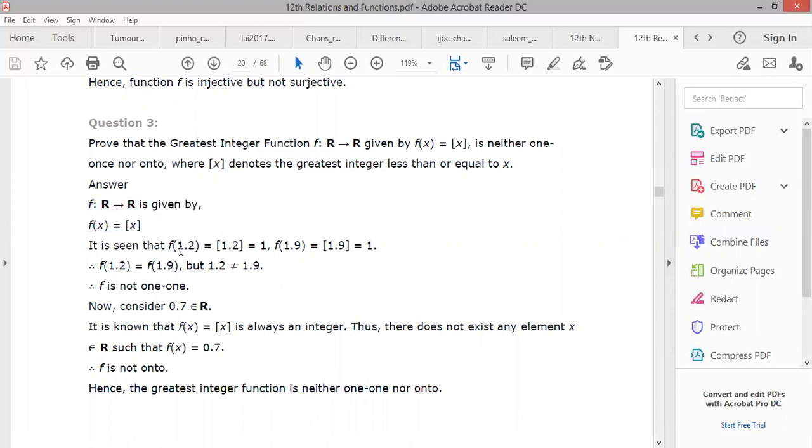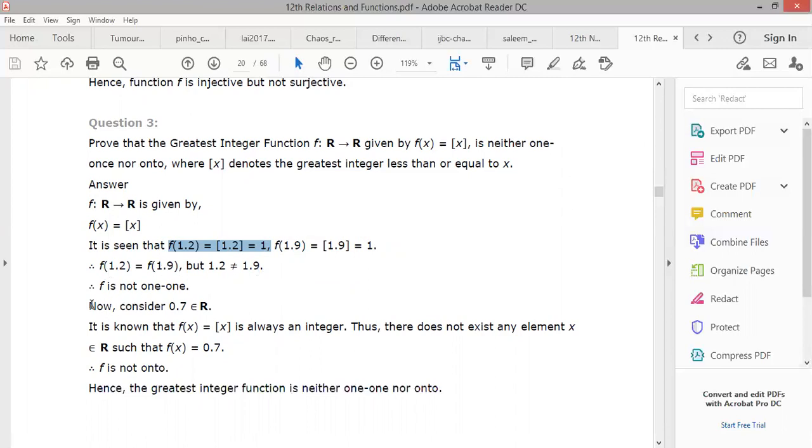Let's take any points in the domain set, say 1.2. F of 1.2 is equal to the greatest integer of 1.2, that's equal to 1. F of 1.9 is equal to the greatest integer of 1.9, that's equal to 1. So you see that f of 1.2 is equal to f of 1.9, but 1.2 is not equal to 1.9. That means it's not 1-1.